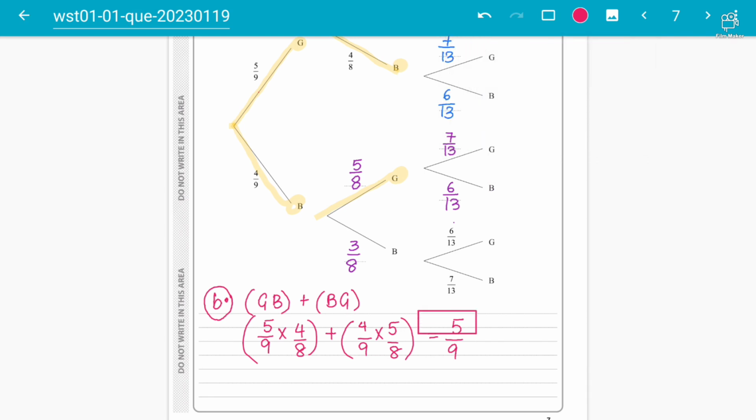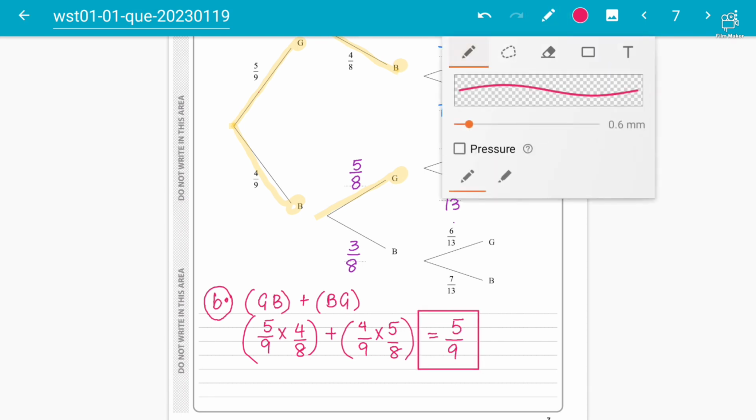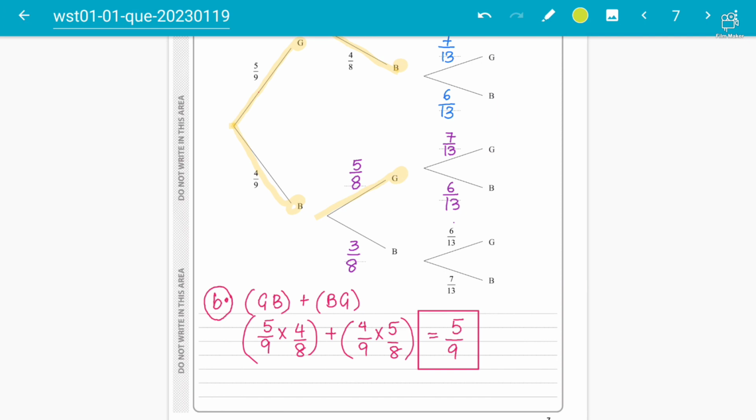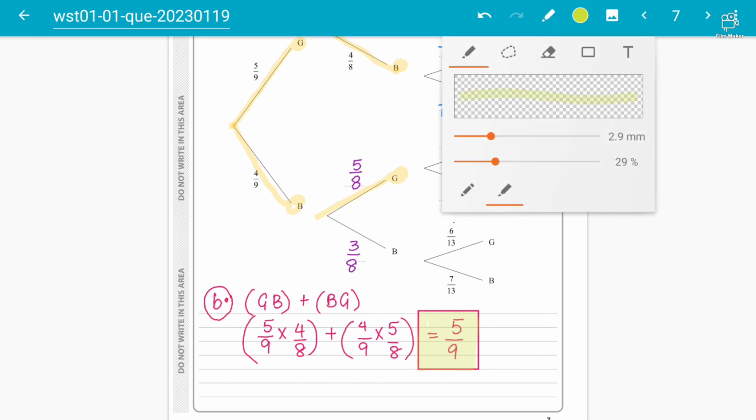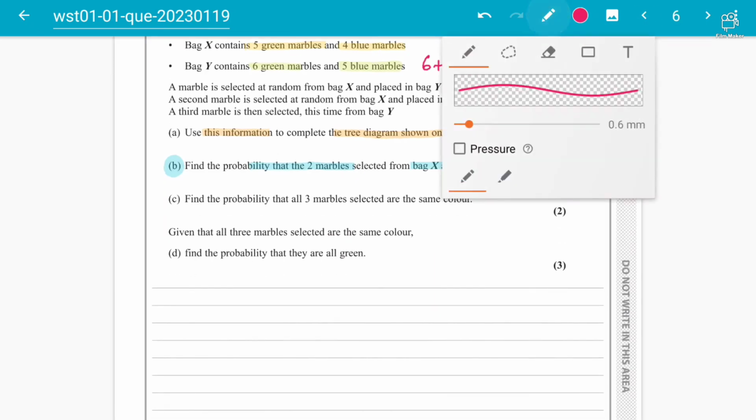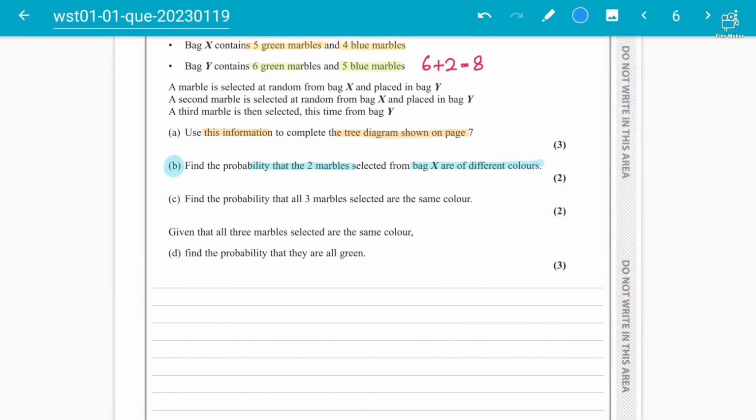So part B gives me the answer as 5 over 9, the probability that the 2 marbles selected from bag X are of different colors, okay? Let's talk about part C as well now. So part C is basically, as I said, the first part, the T diagram, is very important. If you get it correct, the remaining parts will be free marks, okay?